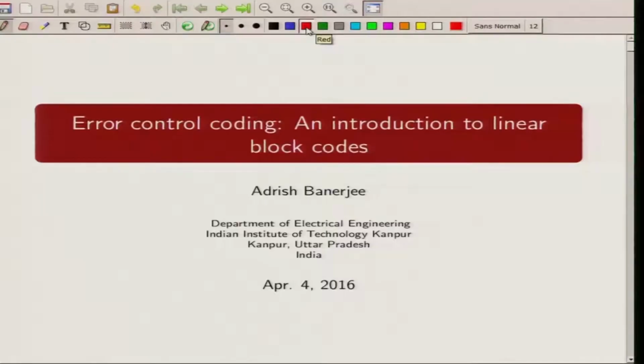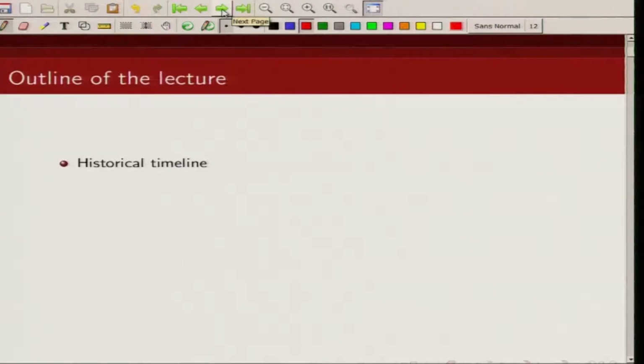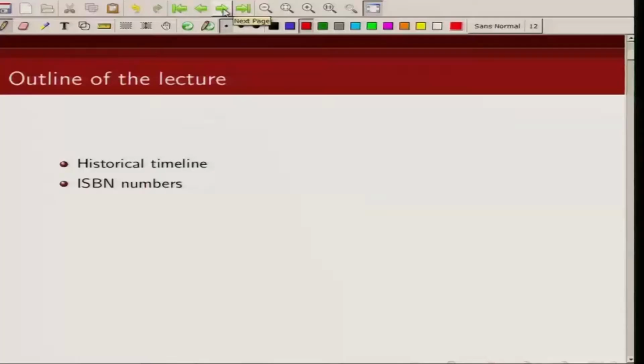Welcome to the course on error control coding and introduction to linear block codes. In this lecture, we are going to talk about some of the applications of linear block codes. So, we will first start with a brief historical timeline of how coding theory has progressed over the years.